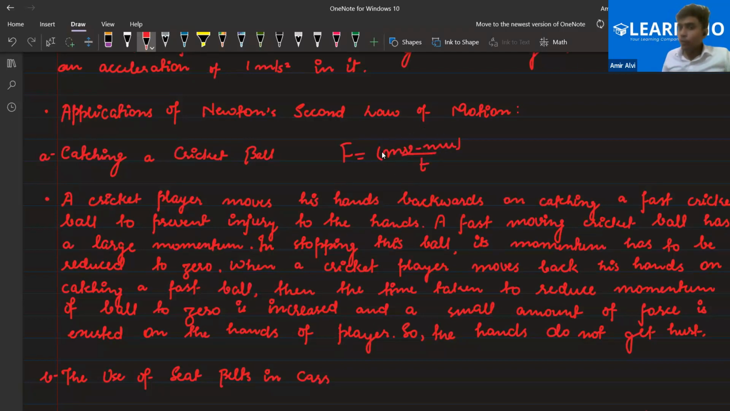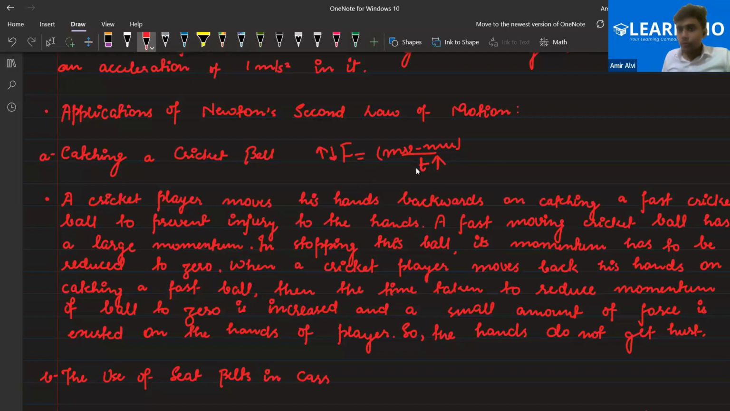Change in momentum, we are basically going to change this. So if we are increasing the time to reduce the momentum, would the force applied on the hands be less or high? Please tell me, would the force applied be less or large in that case?